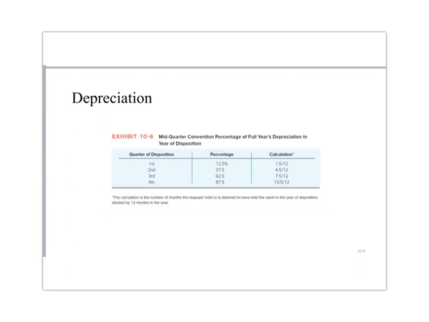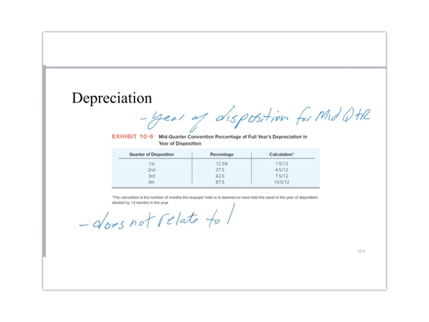All right? This is for year of disposition for mid-quarter. Okay, so this does not relate to your tax return project.